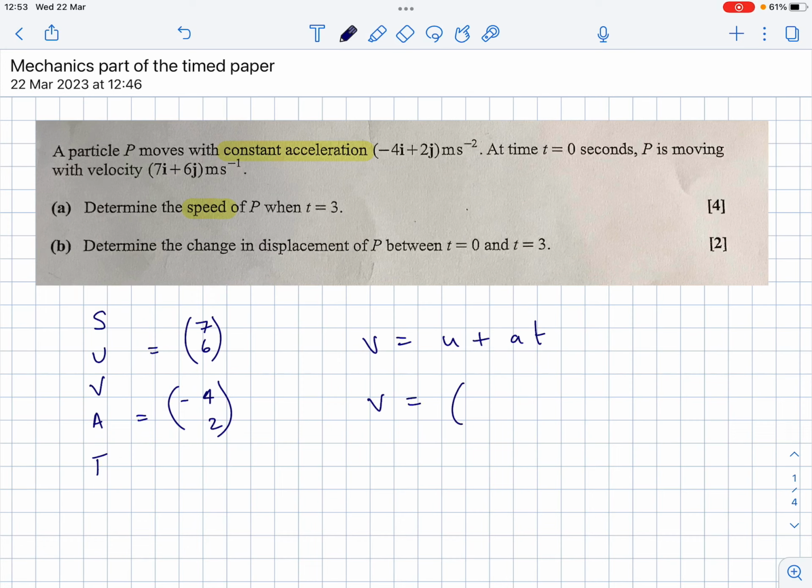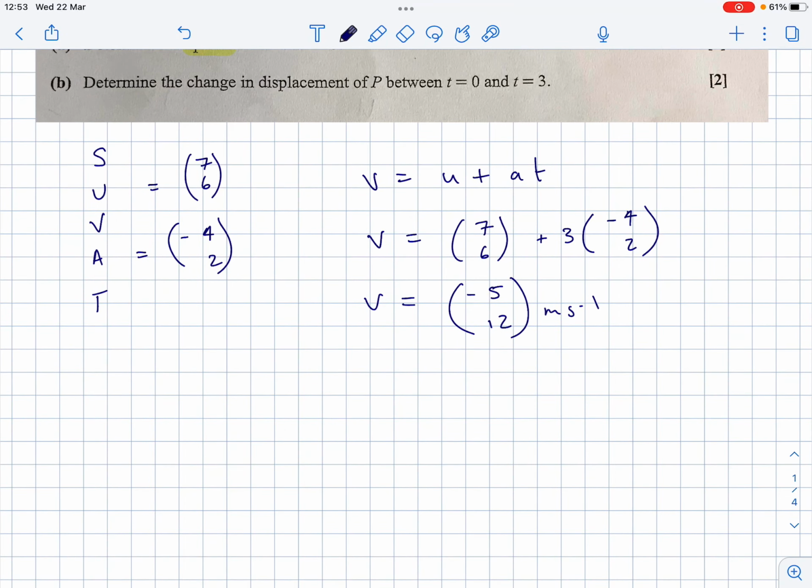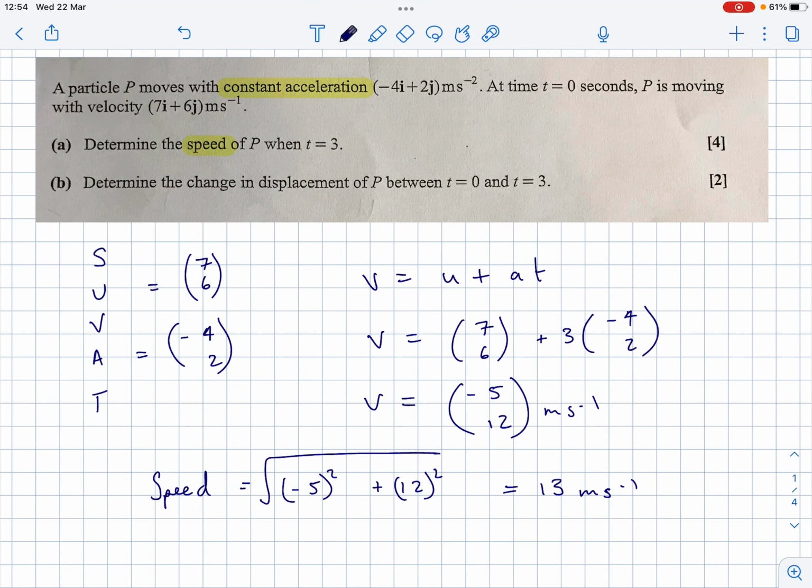So v is going to be equal to (7, 6) plus 3 lots of the acceleration. So the velocity will be (-5, 12) meters per second. And then I'm going to find the speed by finding the magnitude of that. So, a bit of Pythagoras working, and nice easy one because it is a Pythagorean triple. So final solution there. Next bit, determine the change in displacement.